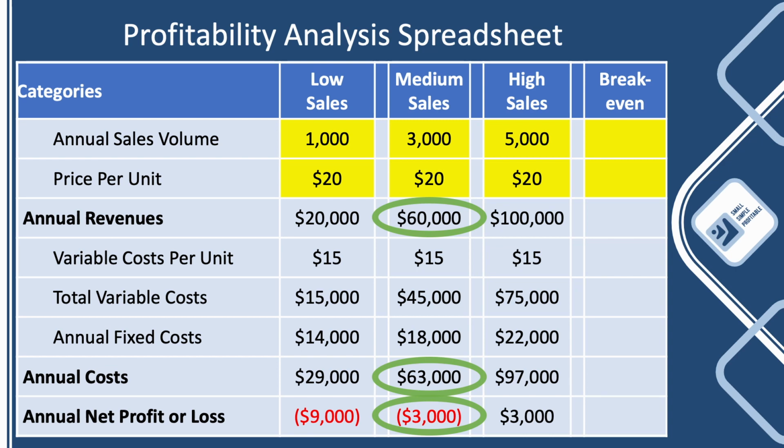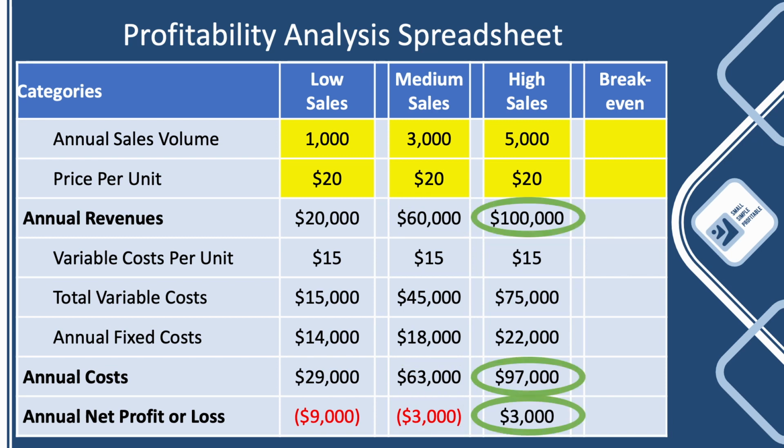In the medium sales column, there are annual revenues of $60,000 minus annual costs of $63,000, which equals an annual net loss of negative $3,000. In the high sales column, there are annual revenues of $100,000 minus annual costs of $97,000, which equals an annual net profit of plus $3,000.